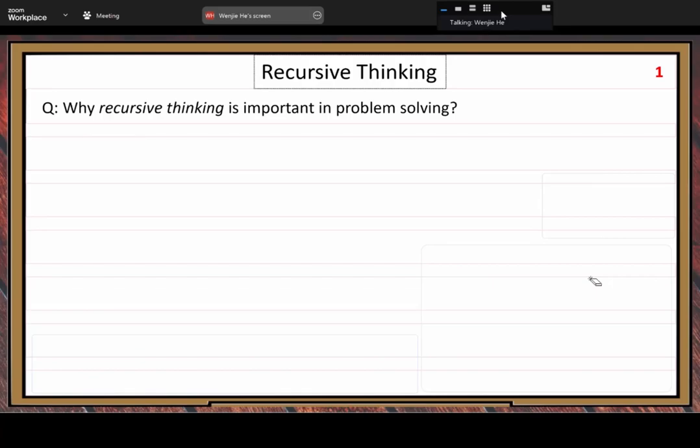Usually, when we solve relatively hard computing problems, we apply recursive algorithms. For an easy problem, although you can still use a recursive algorithm, it may not be a good idea. You will see why. Sometimes using recursion may not be a good idea, so we need to learn why recursive thinking is important in problem solving.